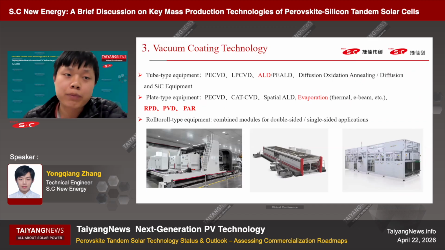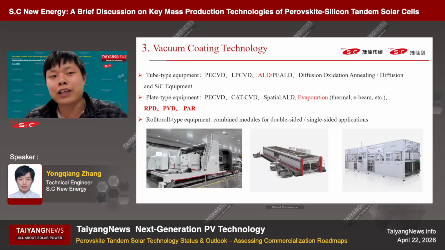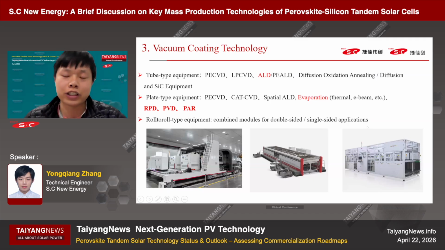Next, I want to introduce our vacuum coating technology. Because SC is an equipment company, our company has a lot of equipment. First, we have tube type equipment, and we also have plate type equipment and rotor type equipment. You can use this equipment to fabricate solar cells, including perovskite, silicon including TOPCon and HJT, and even tandem solar cells.